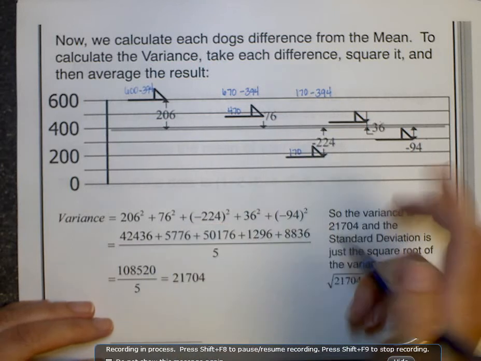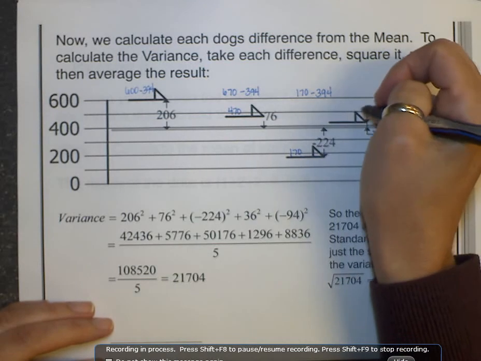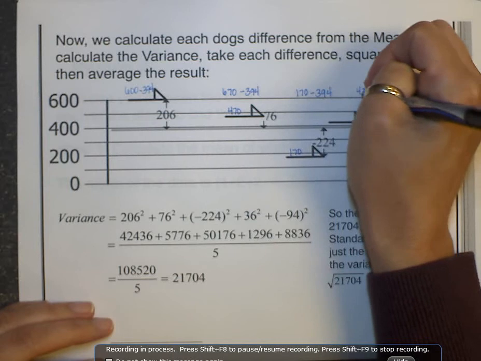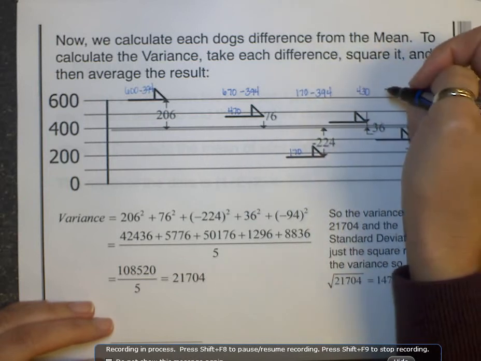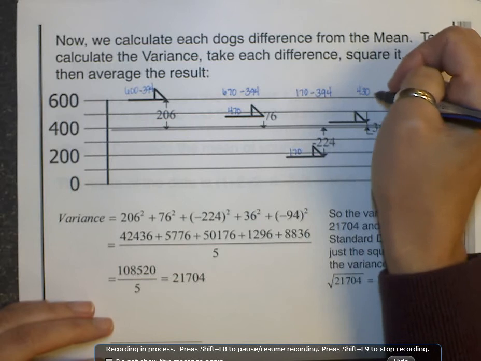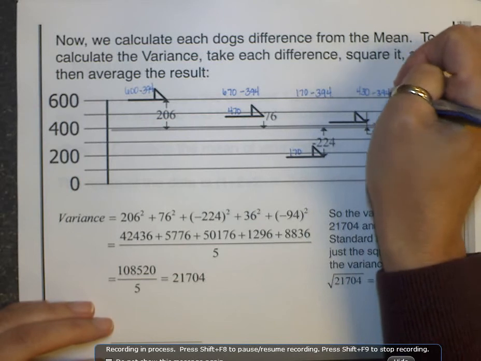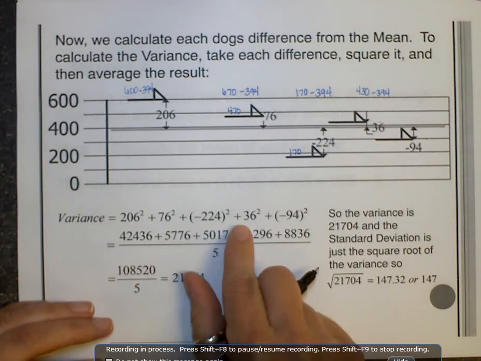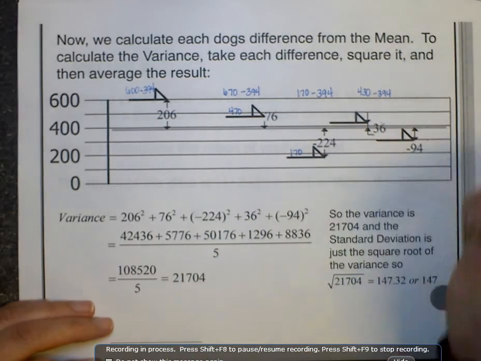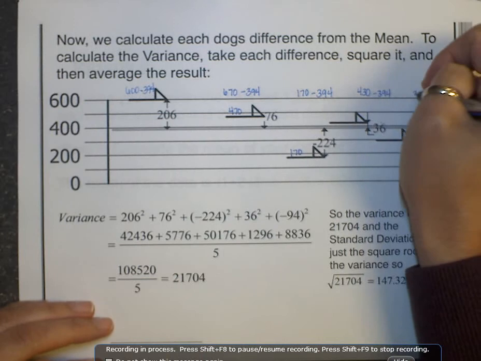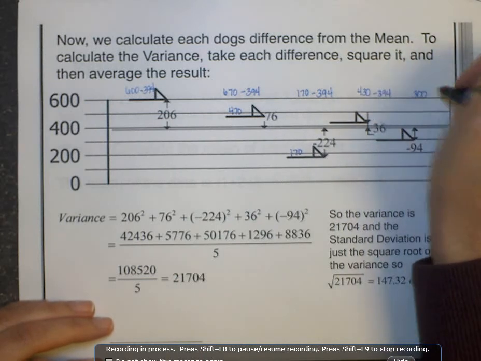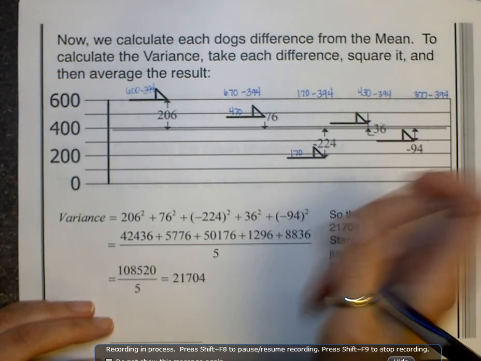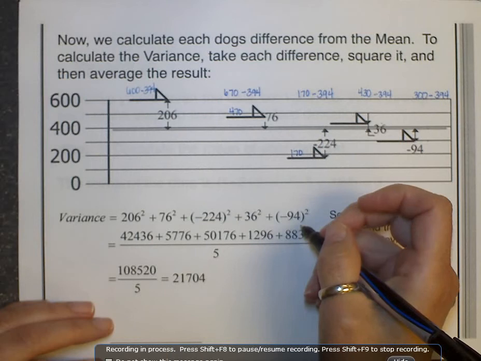All right, the next dog that was measured is 430 millimeters. So it's 430 minus 394, which gives you a positive 36. And if you notice, positive 36 is going to get squared. The last dog measures at 300 millimeters. So we go 300 minus 394 is negative 94, translated down to here as negative 94 squared.